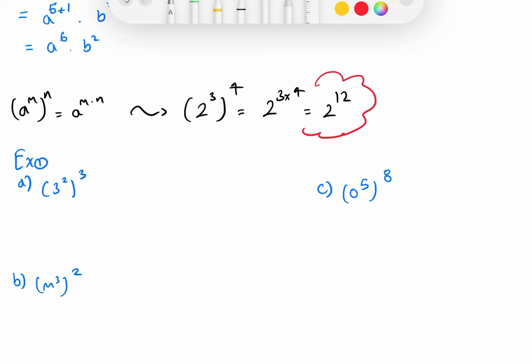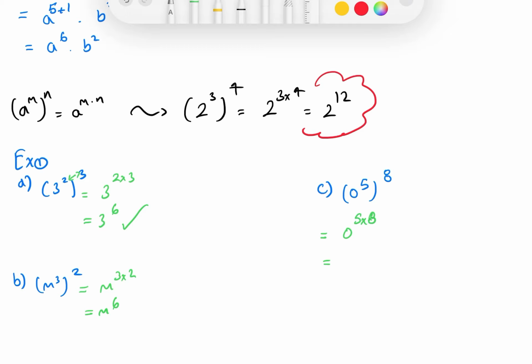Okay, now once again, using the rule, we know that their powers are going to get multiplied together. So you get 3 to the power of 2 times 3, 3 to the power of 6. You can also simplify this further, find out what that equals to. And then for B, once again, same thing. So their powers get multiplied, 3 times 2, so m to the power of 6. And for C, 0 raised to the power of 5 times 8.